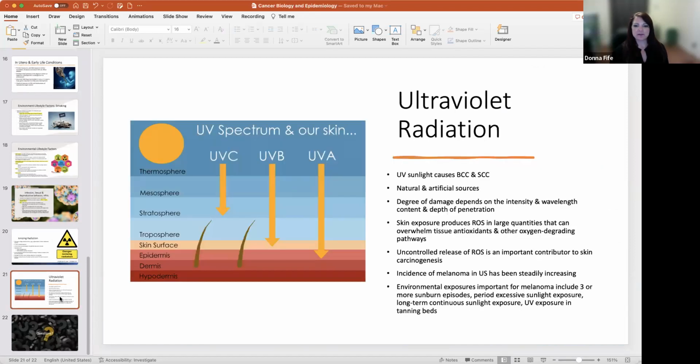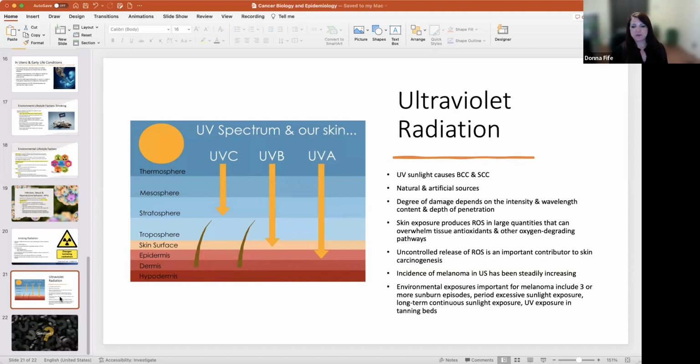And finally, ultraviolet radiation. UV sunlight can cause skin cancers, basal cell carcinoma, squamous cell carcinoma, and contribute to the development of melanoma. There's natural and artificial sources. The degree of damage depends on the intensity and wavelength content and the depth of penetration. Skin exposure produces ROS in large quantities that can overwhelm tissue antioxidants and other oxygen-degrading pathways. Uncontrolled release of ROS is an important contributor to skin carcinogenesis.